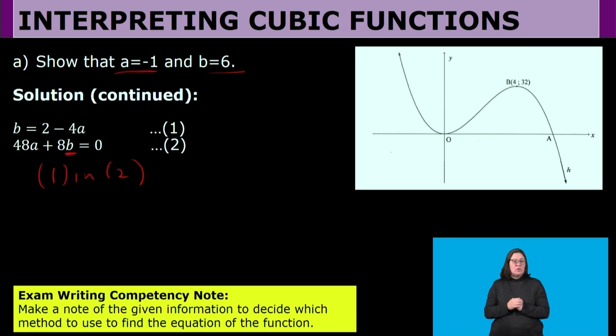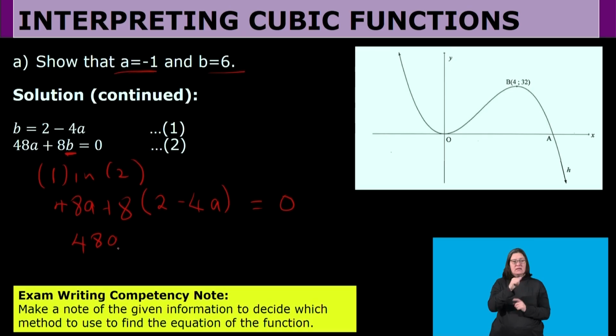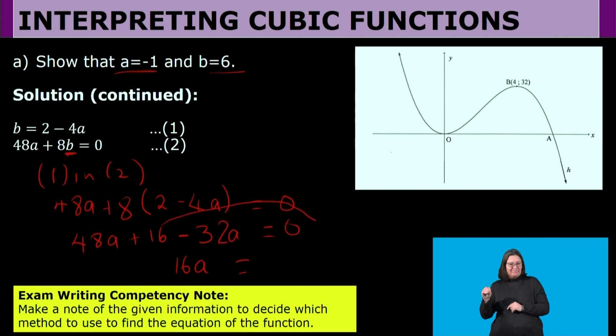So in place of b, I'm going to place 2 minus 4a. So I'll have 48a plus 8 into 2 minus 4a is equal to 0. So therefore I get 48a plus 16 minus 32a is equal to 0. 48 minus 32, that's going to give me 16.